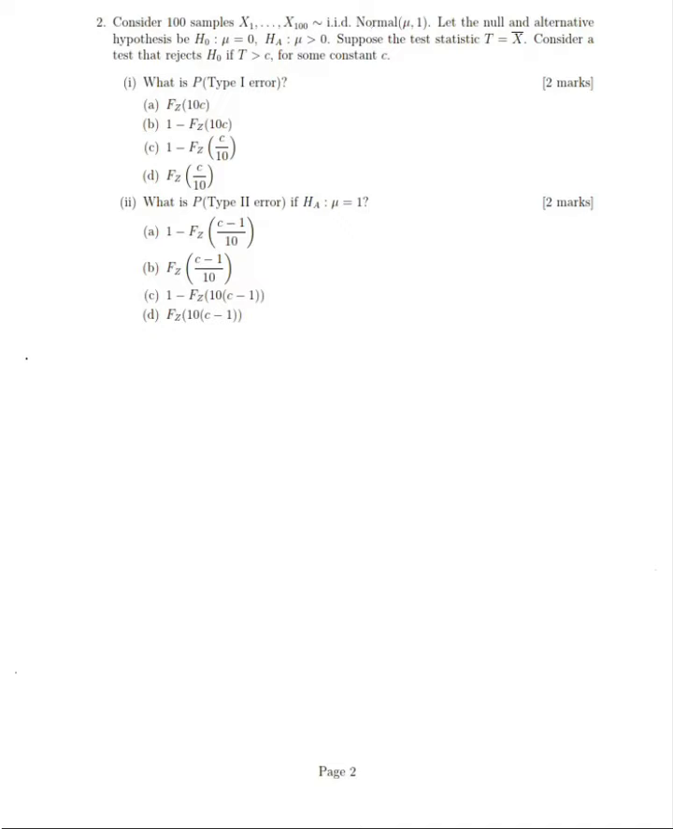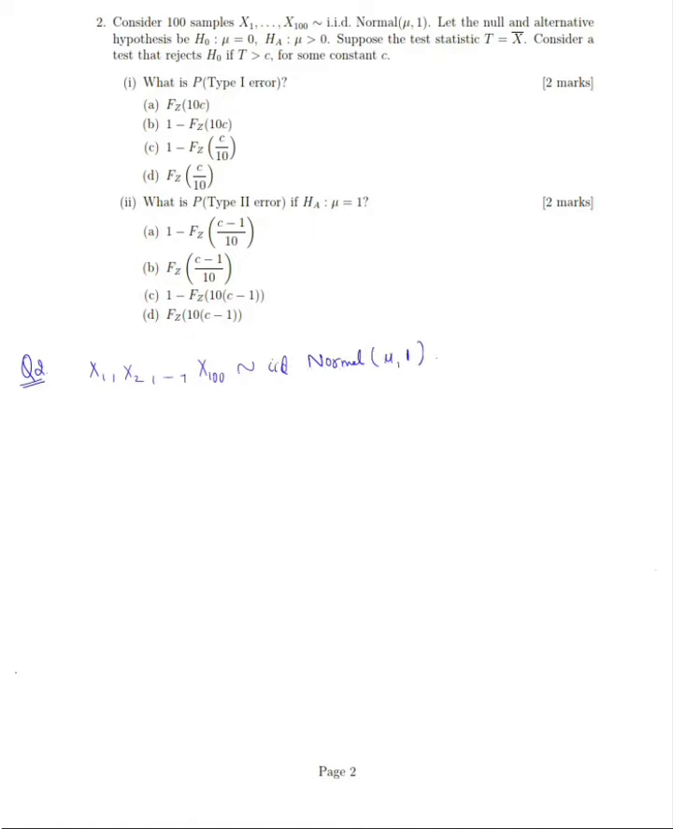Question number 2. It says consider 100 samples x1, x2 up to x100. So we have 100 samples x1, x2 up to x100. They are all IID, with the distribution normal with mean mu and variance 1.